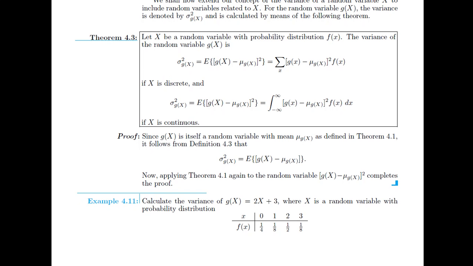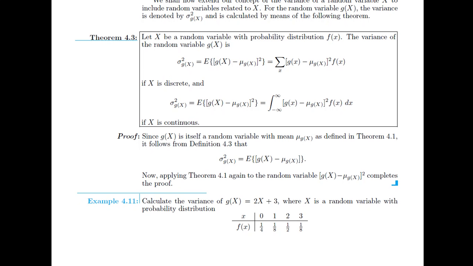The proof: since g of x is itself a random variable with mean mu g of x as defined in theorem 4.1, it follows from definition 4.3 that sigma square g of x equal expected value of (g of x minus mu g of x) square. Now applying theorem 4.1 again to the random variable (g of x minus mu g of x) square completes the proof.